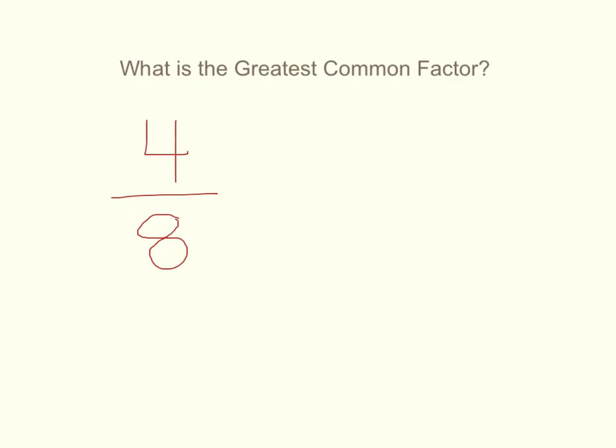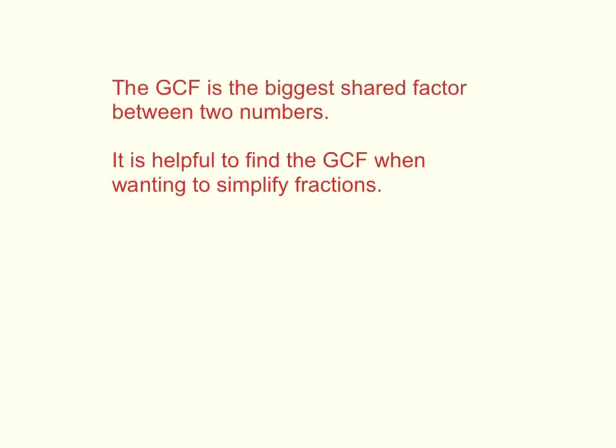The first thing you need to know about simplest form is finding the greatest common factor. The question is, what is the greatest common factor? It is the biggest shared factor between two numbers. It is always helpful to find the greatest common factor when wanting to simplify fractions.